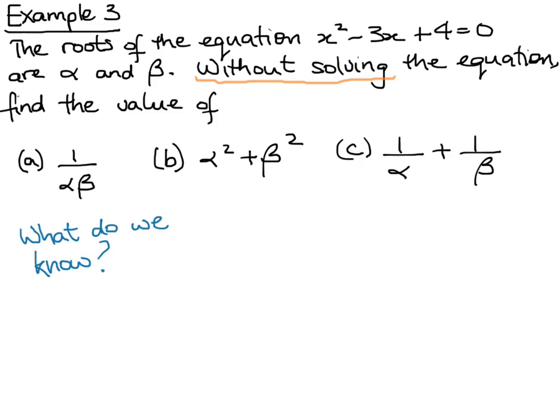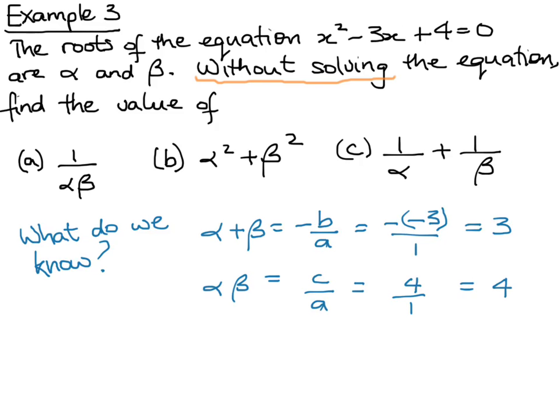What do we know? Well, we know that the sum of the roots alpha plus beta, which is equal to negative b over a, is equal to 3. And we know that the product of the roots alpha beta, which is equal to c over a, is equal to 4. So we have to use what we know to come up with what the question requires. So let's look at part A.